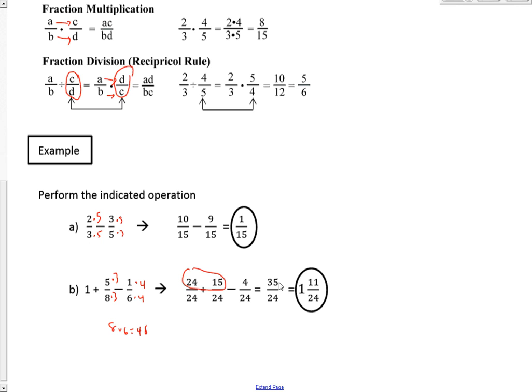It's an improper fraction, so I'm going to rewrite that. So 35 over 24. If I subtract 24 from 35, I get 11. So I get 1 and 11 24ths.